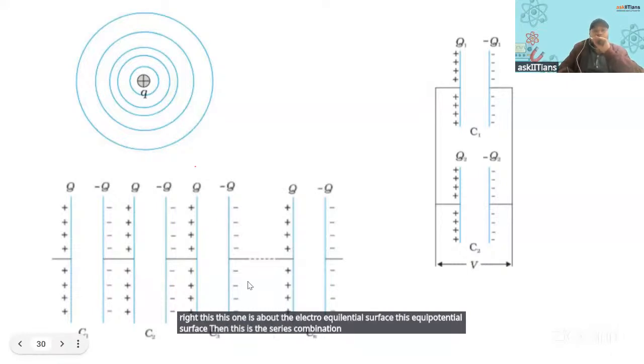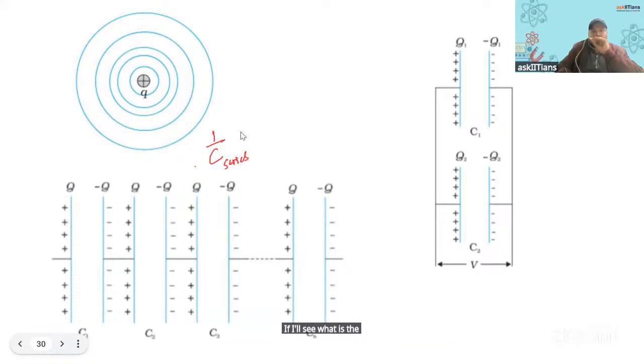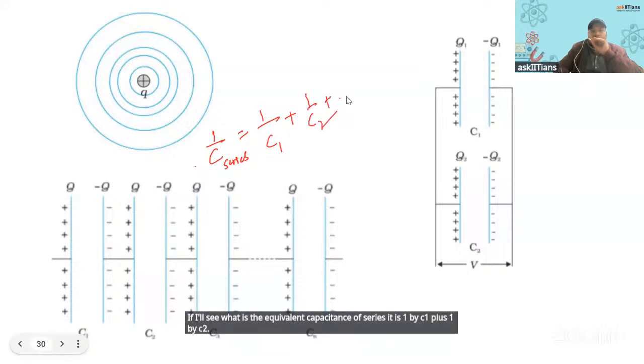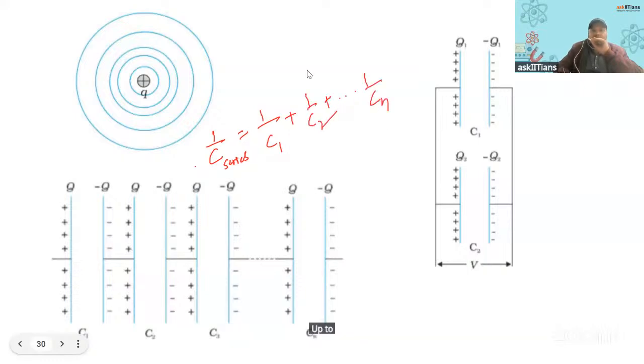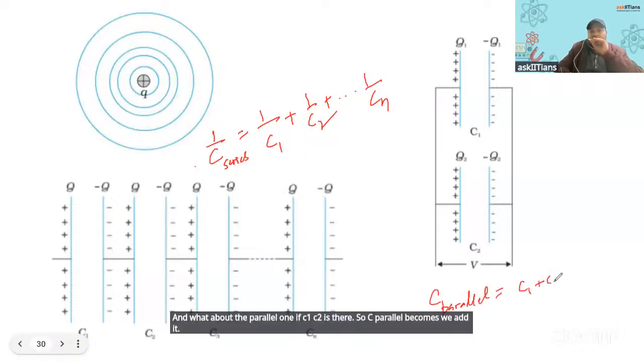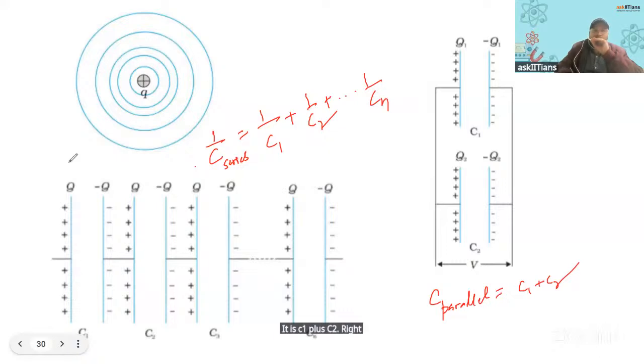Can you tell me what is the equivalent capacitance in a series combination? It is 1 by C1 plus 1 by C2 up to 1 by Cn. Good, Jasim. And what about the parallel one? If C1, C2 are there, C parallel becomes, we add them: C1 plus C2. So this you must be knowing. Yes, good.